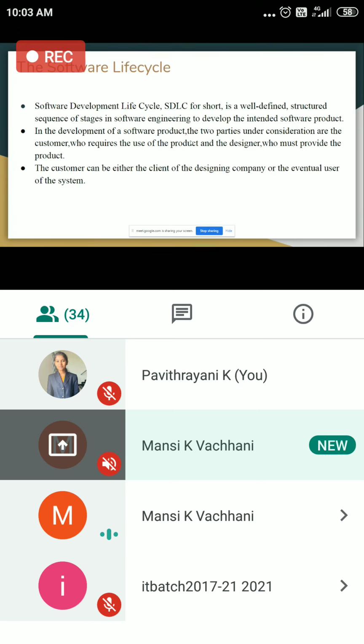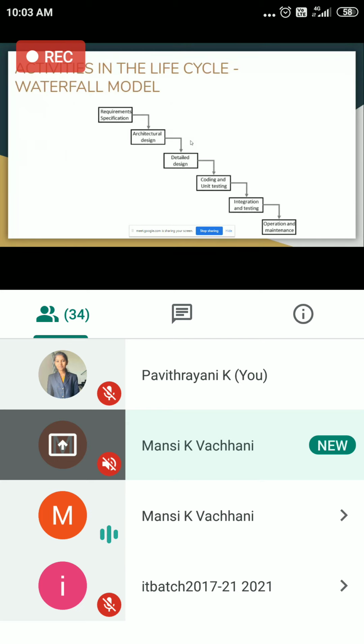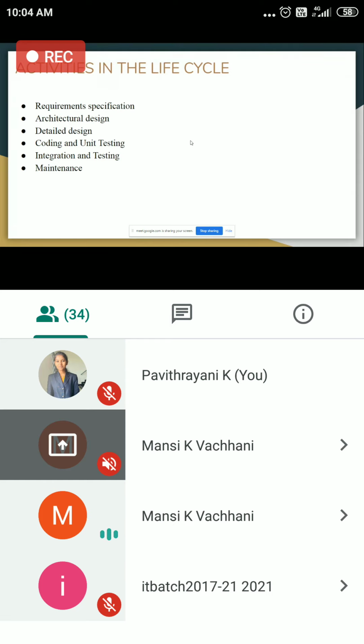So first we'll see what is the software life cycle. We have already learned this software life cycle, right? It is a structured sequence of stages to develop a product in a structured manner. This life cycle's activities are based on the waterfall model. First one is the requirement specification. From that the architectural design, detailed design, coding and unit testing will be done, then integration and testing, operation and maintenance. So we'll see this one by one.